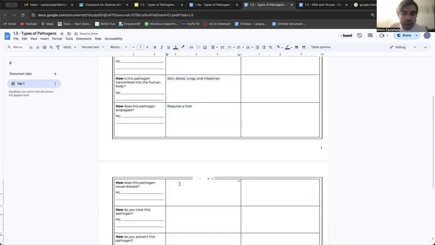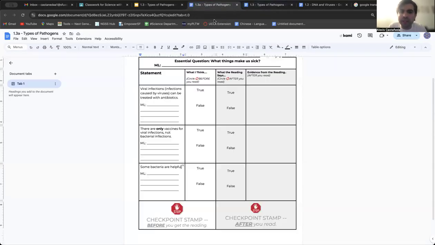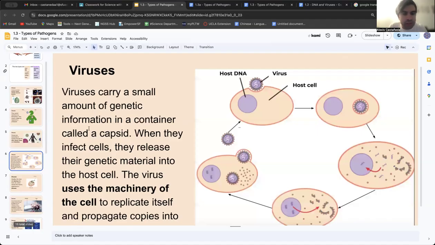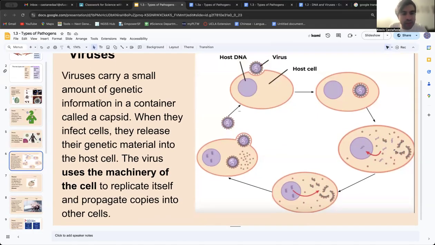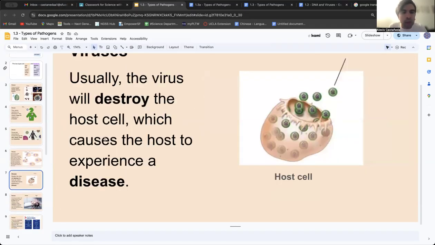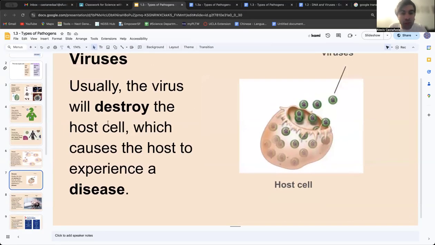The next question is, how does this pathogen cause disease? When the pathogen is inside of us, how does a virus make us sick? Well, that's a good question. Viruses carry a small amount of genetic information in a container called a capsid. When they infect cells, they release their genetic material into the host cell. The virus uses the machinery of the cell to replicate itself and propagate copies. Usually the virus will destroy the host cell, which causes the host to experience a disease.